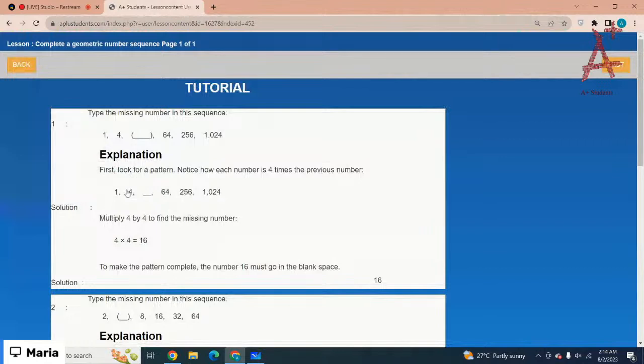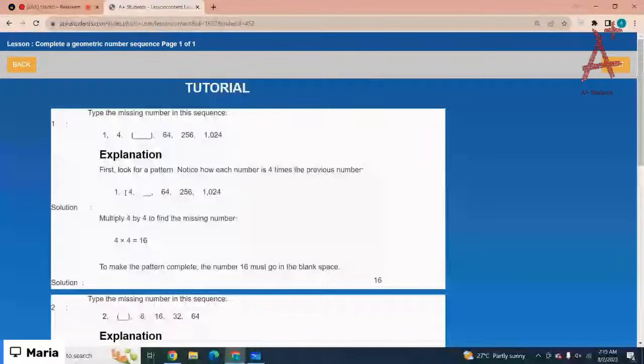You can see 1 times 4 is 4, 64 times 4 is 256, and 256 times 4 is 1024. To find the missing one, multiply 4 times 4, which makes 16. That means the missing number is 16, right?